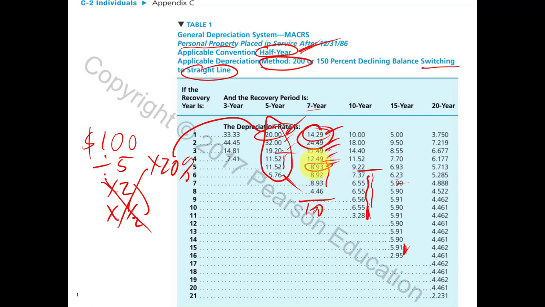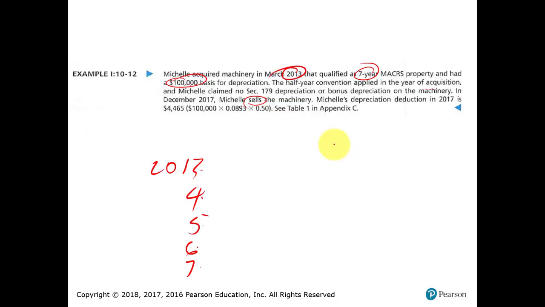So we got to adjust this 8.93 rate. This 8.93 is a full year. So when you look at the calculation, here's our costs, same costs we've been using for the past years. And here's our rate for 2017, but that's a full year. Even though we've held it for most of the year, you still take a half year under our half year convention. So the depreciation we take for 2017 is this amount here. Yeah, you multiply all of this out.